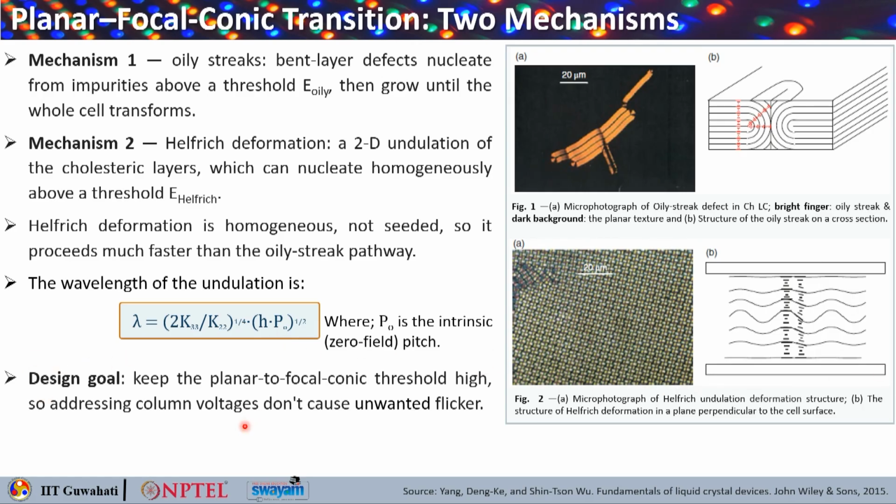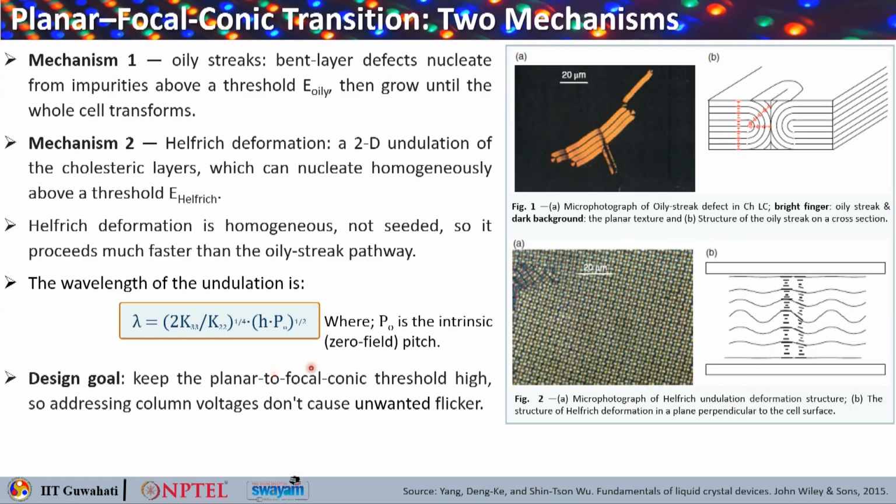So the design goal here is to keep the planar to focal conic threshold high, so addressing column voltages don't cause unwanted flicker. This is just like the SSFLC and the BTN, which needed their crosstalk avoidance conditions. So here you also want bistable cholesteric drive schemes to require this planar state's switching threshold comfortably above the voltages seen by the non-addressed pixels to avoid unwanted flicker, right.